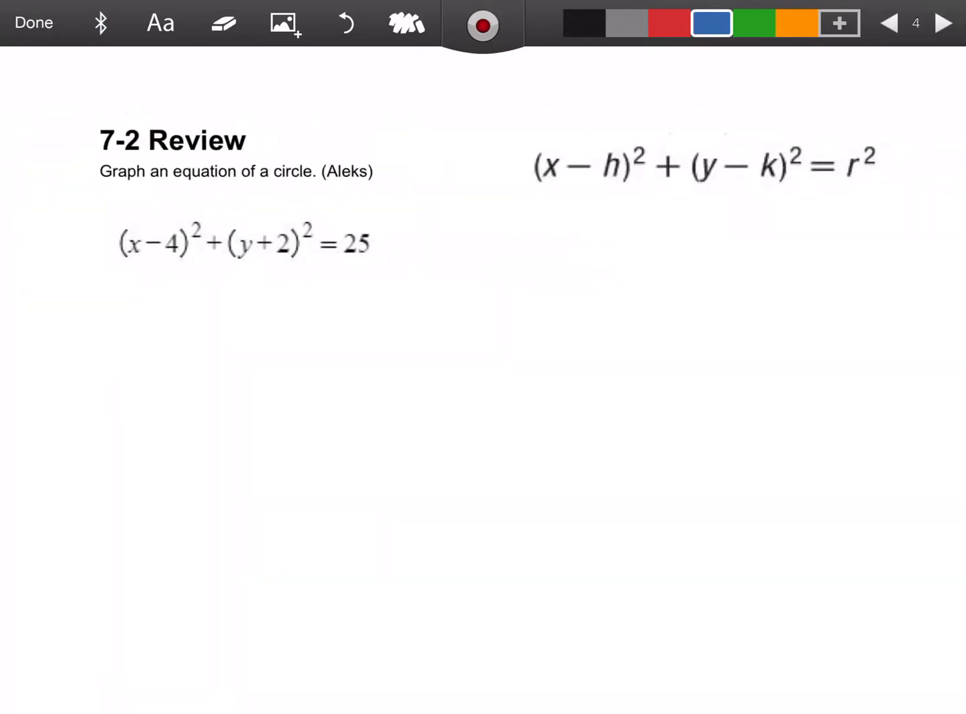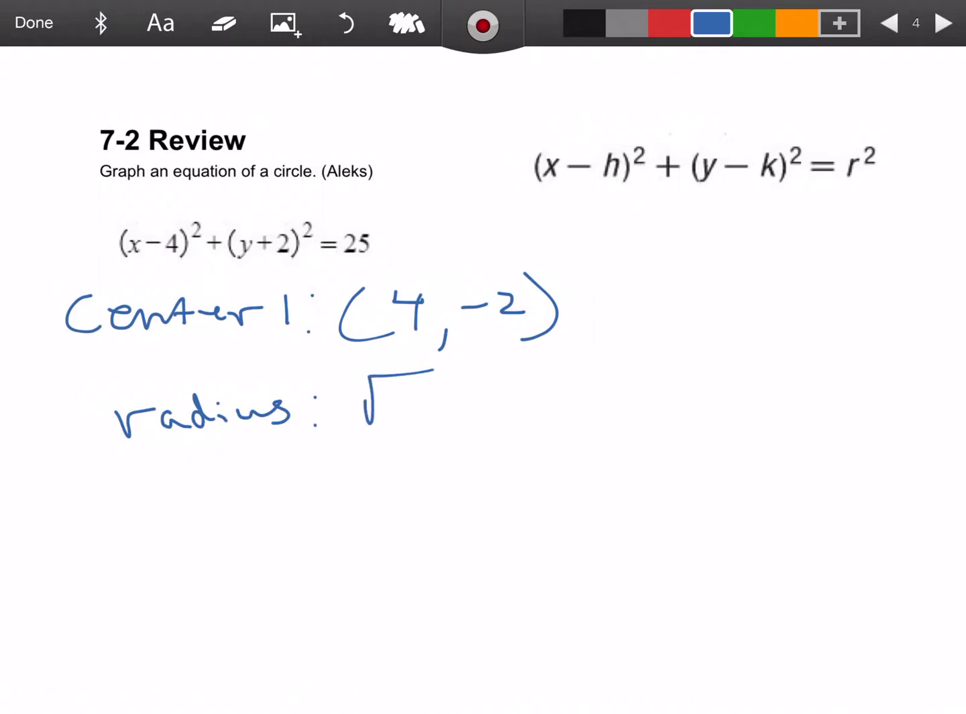And then the last one, also about a circle, is just how to graph a circle. Really what you need are two things. You're going to need a center and a radius. So your center, in this case, is going to be 4, opposite of -4, and -2. And then your radius is going to be the square root of 25, which is 5. And you need those to graph on Alex. Those are the only two things that you need to graph on Alex.